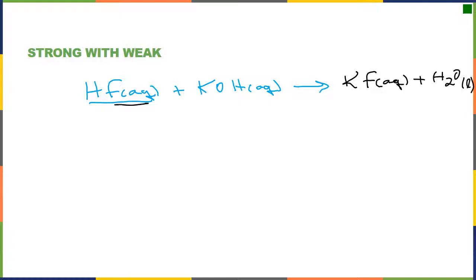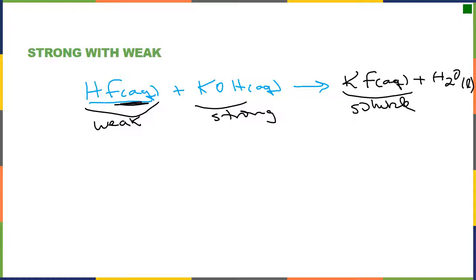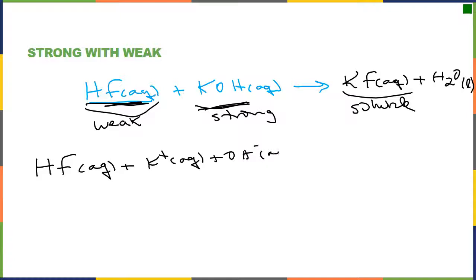But we need to consider what HF means. Because this is not strong, therefore this is weak, and this is strong, and this is soluble. And remember here that strong, in terms of an ionic compound, means it's going to be broken into its pieces. But because HF is weak, it's not broken into our pieces. Our total ionic equation would be HF aqueous plus K plus OH minus goes into K plus F minus plus H2O as a liquid.